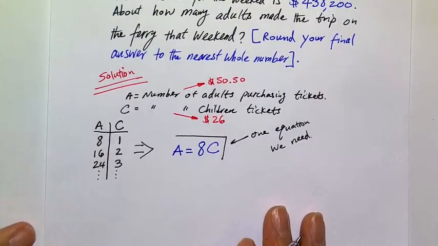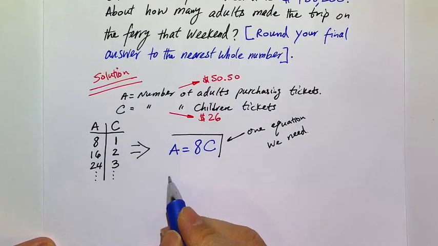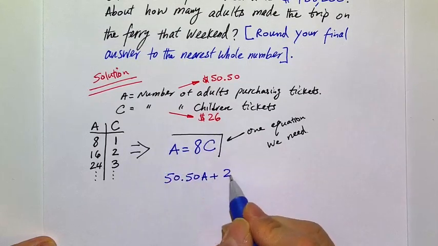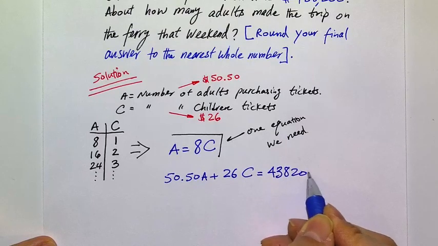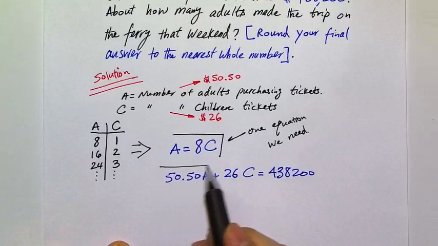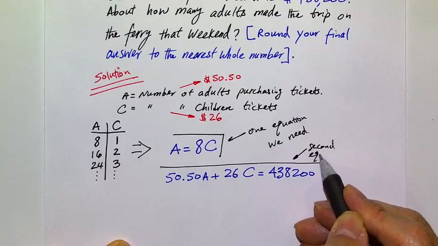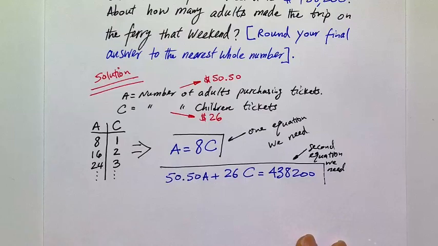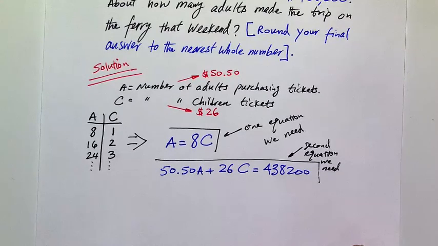We can set up and say that $50.50 times A plus 26 times C is equal to 438,200. So this is the second equation we need. Okay, so once we have 2 equations, we can set up a system and solve it, and we know how to do that.